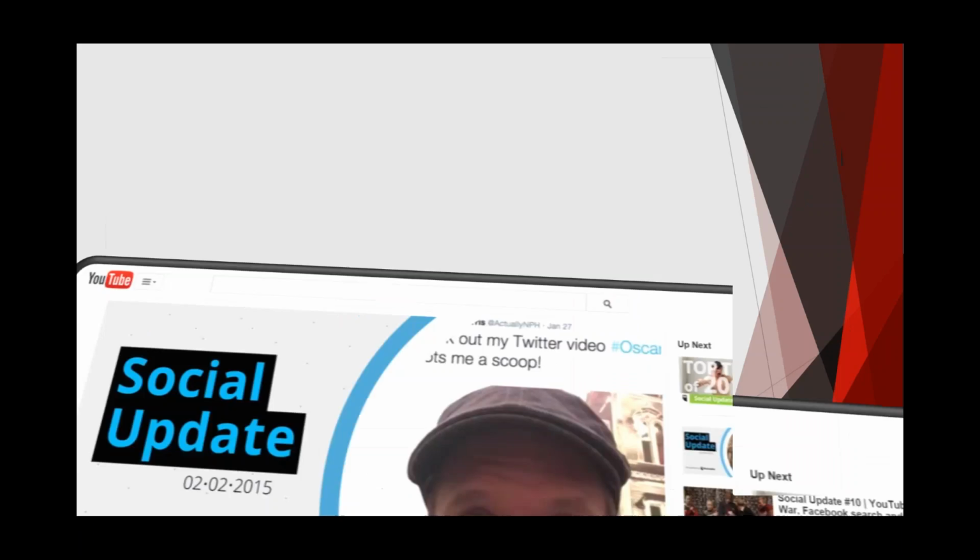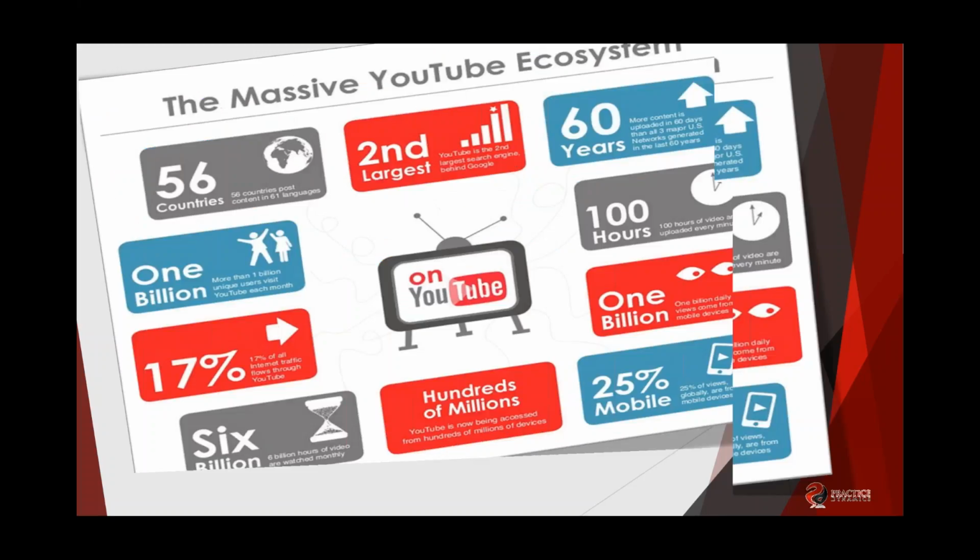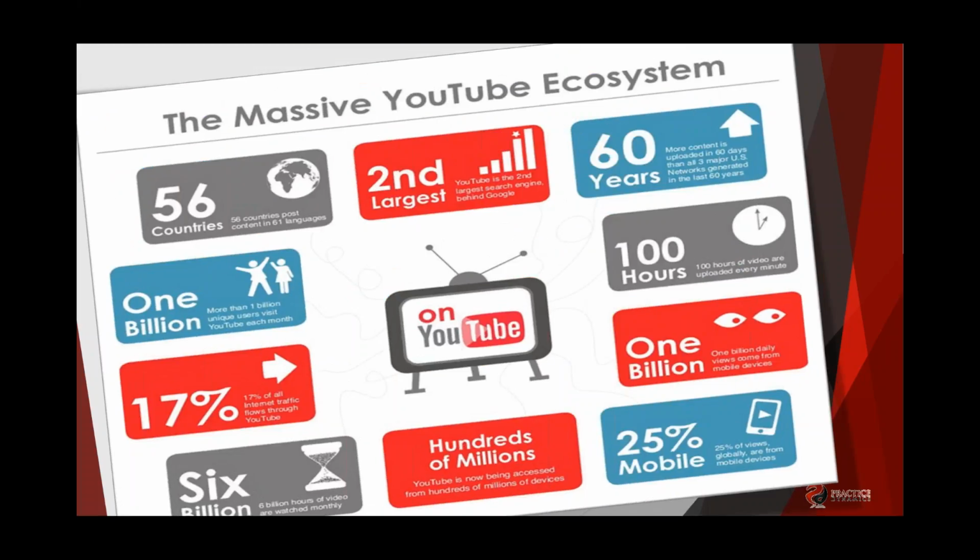Let's look at the ecosystem that is YouTube. So right there, second largest search engine in the world. I find a couple of these so interesting. This just tells you there's a ton of video out there. More content is uploaded in 60 days than all three major U.S. networks, ABC, NBC, CBS, in the last 60 years. That's a lot of video content.